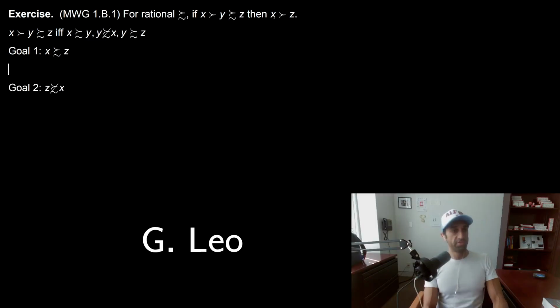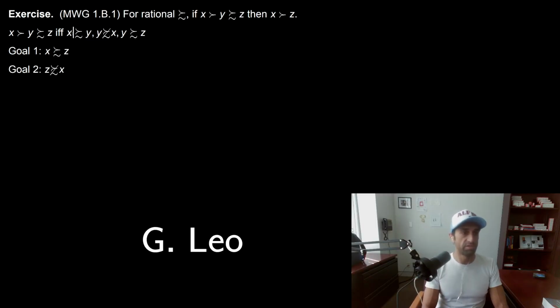This one should be easy. I think this is just transitivity. By assumption, we have x is at least as good as y, and y is at least as good as z, so x is at least as good as z by transitivity. That one's done.